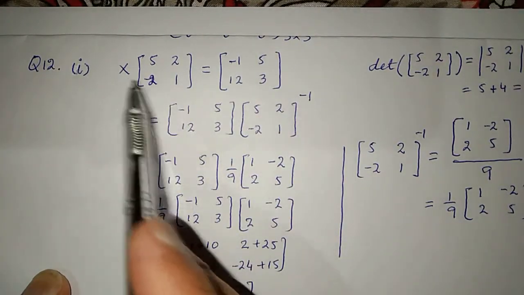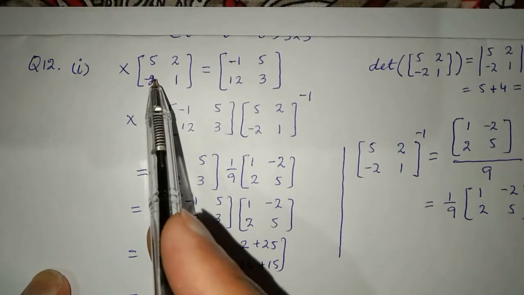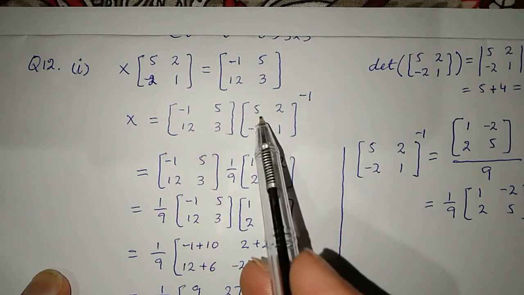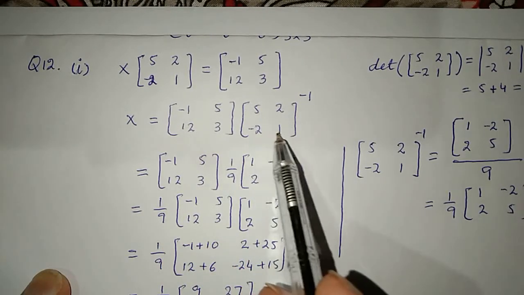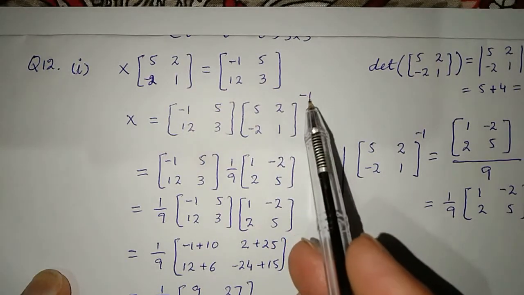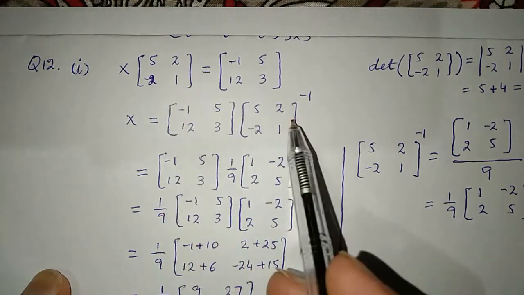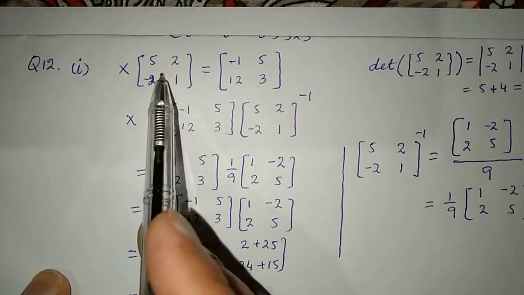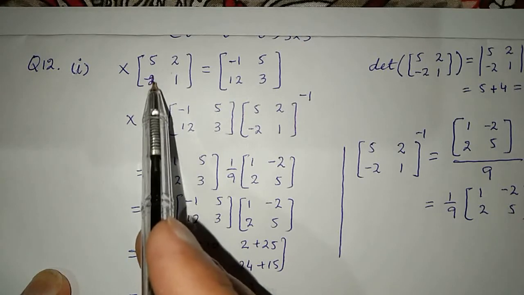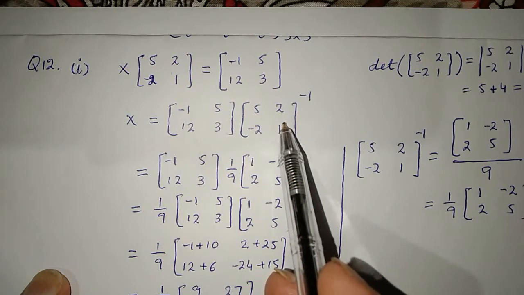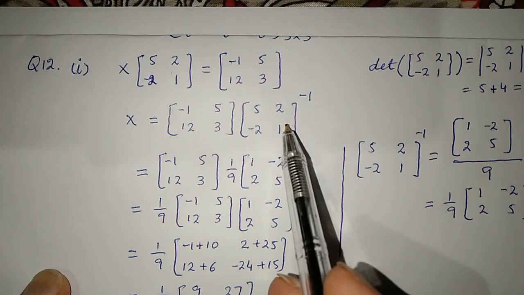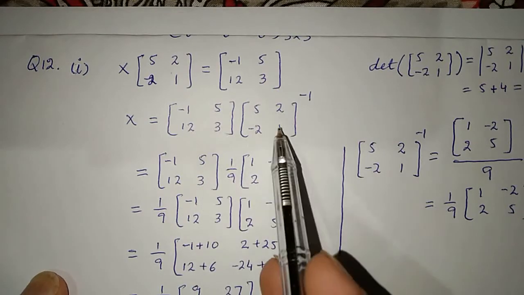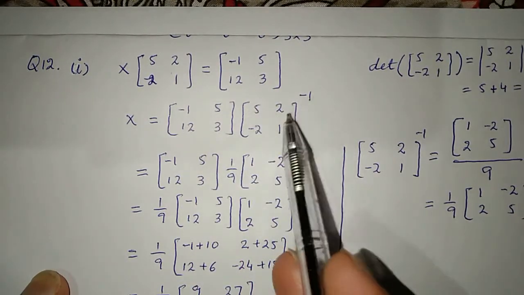How can we get X when we take this matrix to the right? When we take this matrix to the right, it will be the same matrix [5, 2], [-2, 1], but inverse. So the inverse of this will be on the right side, and since this matrix is multiplied from the right with X, its inverse will also be multiplied on the right hand side, from the right. So what is the inverse of this matrix?